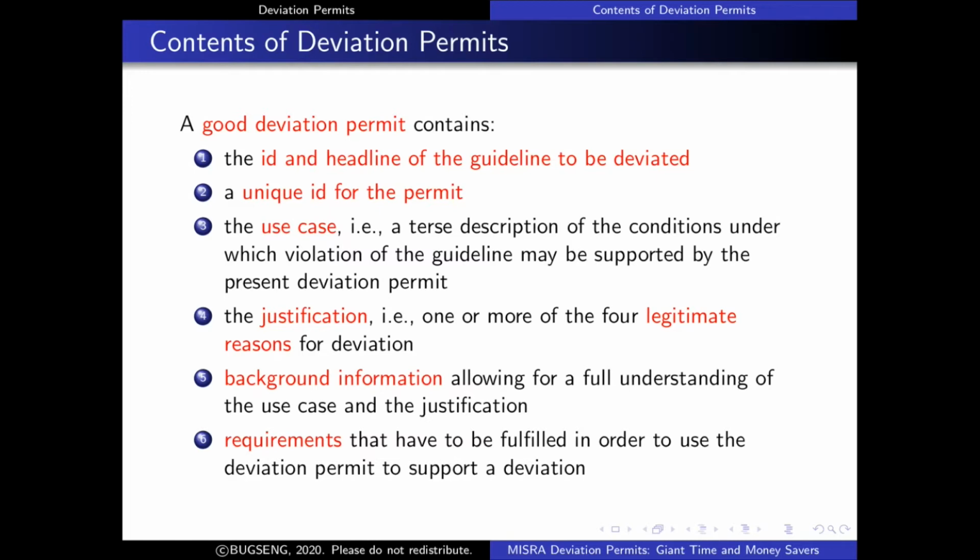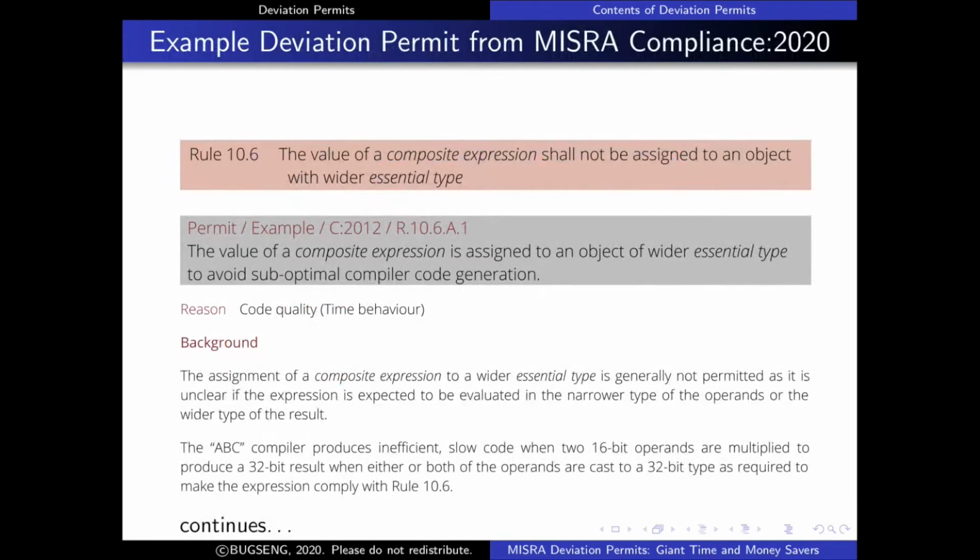Third, the use case, so a short description of the conditions under which violation of the guideline may be supported by the deviation permit. Four, the justification, which is one or more of the four legitimate reasons for deviation we have already introduced. Fifth, background information that gives more information about the use case and the justification. And six, requirements that have to be fulfilled in order to use the deviation permit to support the deviation. This is the example that is contained in MISRA Compliance 2020. This is a picture taken from that PDF document that you can freely download at the address that we will provide to you in the post-webinar mailing.